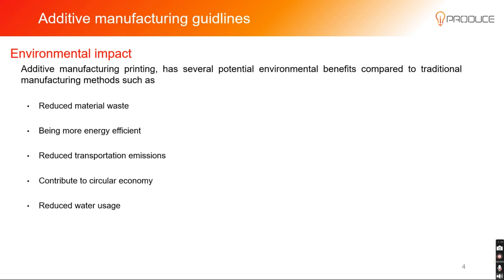Additive manufacturing printing has several environmental benefits compared to traditional manufacturing methods. We can mention, among others: reduced material waste. The object is built layer by layer, meaning that only the necessary amount of material is used to create the object. Being more energy efficient. Traditional manufacturing often involves heating, shaping, and cutting raw materials, requiring a significant amount of energy. Reduced transportation emissions. It allows objects to be produced on site, eliminating the need to transport goods from a manufacturing facility to the end user.